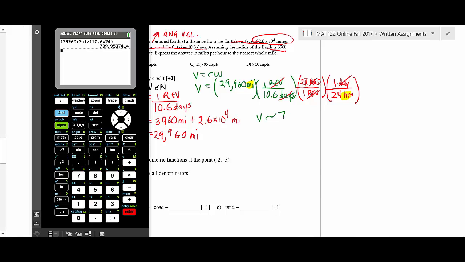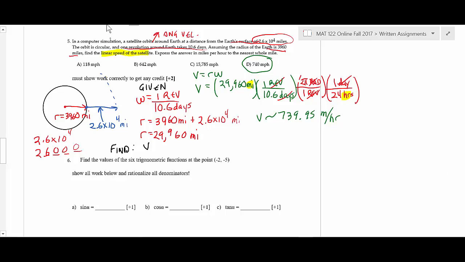So that's giving about 739.95 miles per hour. So that appears to match up with choice D if you round that to a whole number. Okay, so that's how you would do that problem.